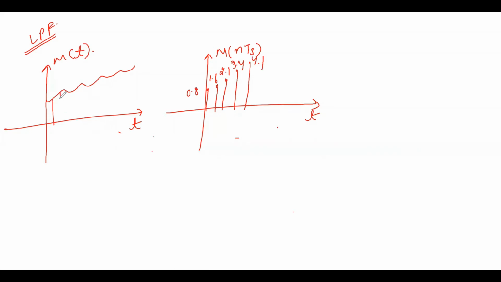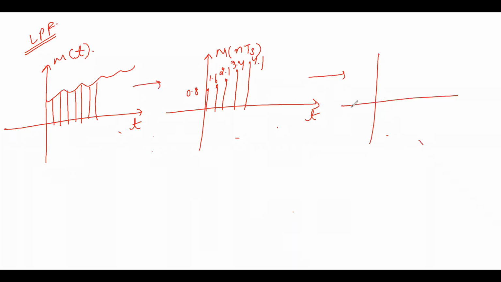After you do the sampling, you will get this type of signal. So this is the sampled signal, and 0.8, 1.6, these are all the sampled values. This is the output of the sampler. Now next we are doing the quantization.